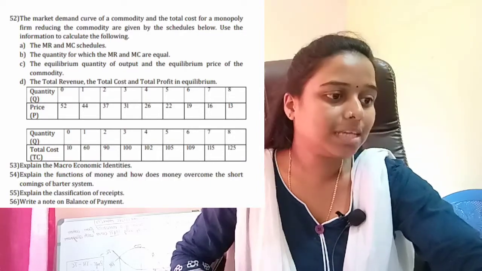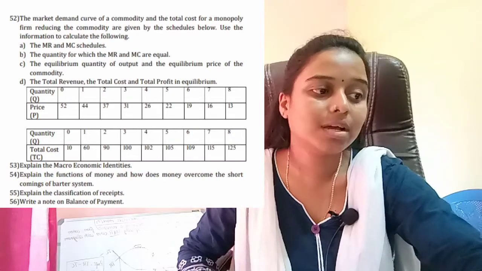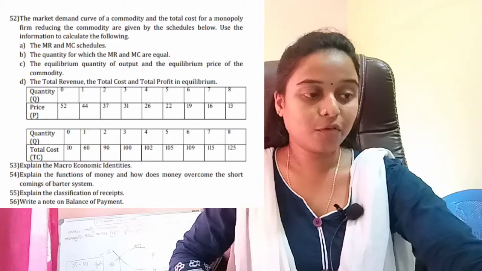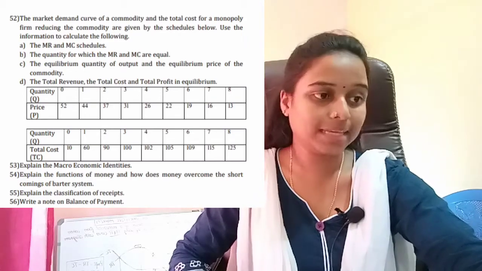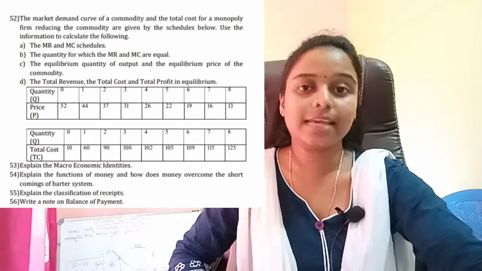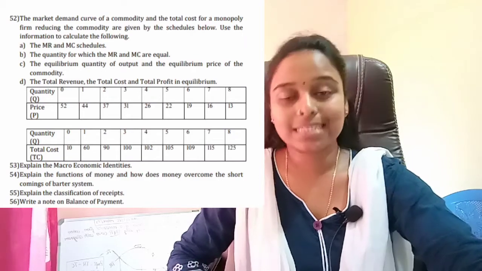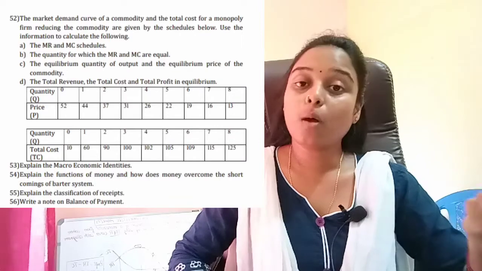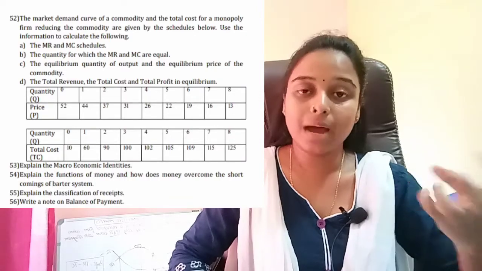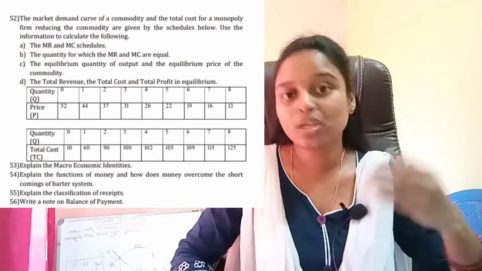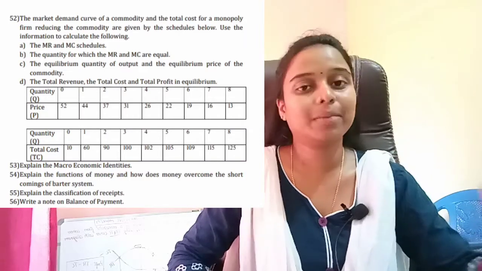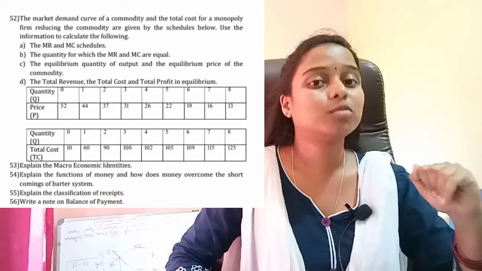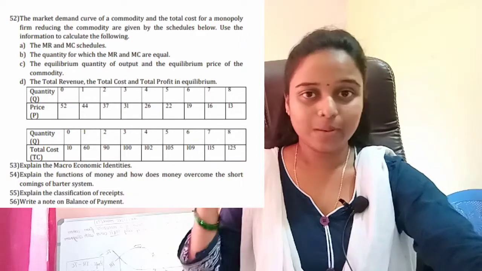Next question is, explain the functions of money and how does money overcome the shortcomings of barter system. So this is being asked from our 3rd chapter, money and banking in the economy. So what are the functions of money? It is a medium of exchange, it acts as a unit of account. Then there are examples for that, correct? Then what are the problems of barter system? What is barter system? Barter system means exchange of goods for goods. Getting wheat in exchange for rice, correct? So that is barter system. So what are the problems of that barter system? There is a video on my channel where I have explained this.